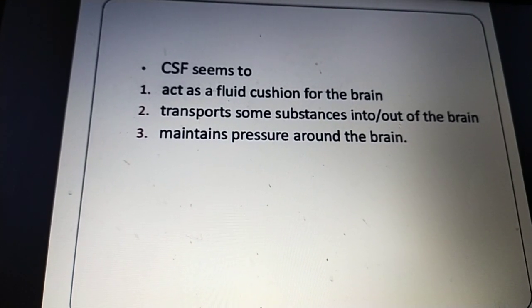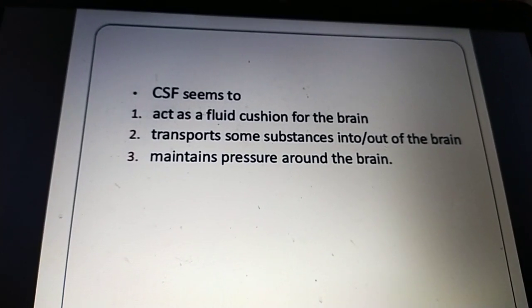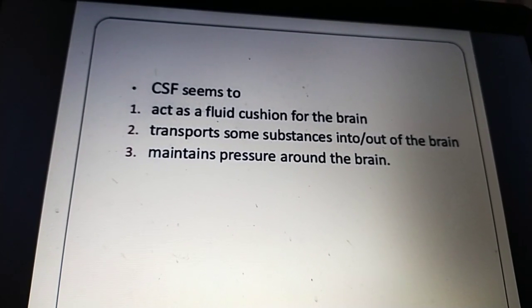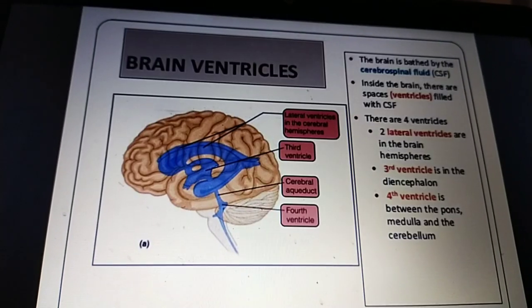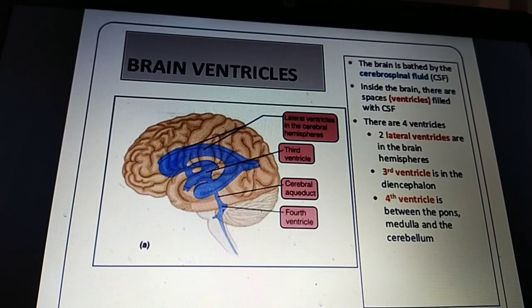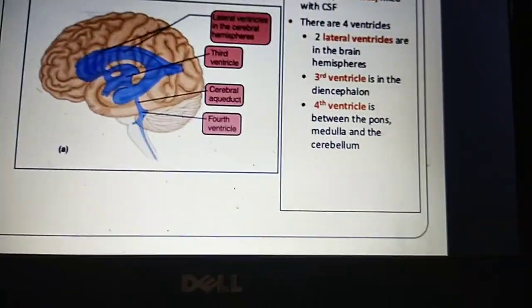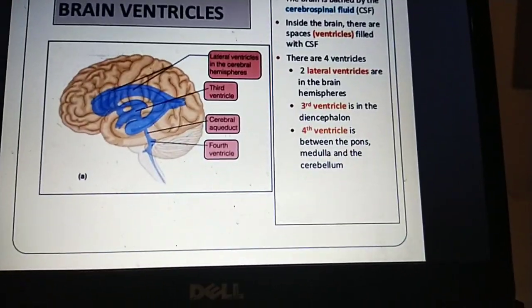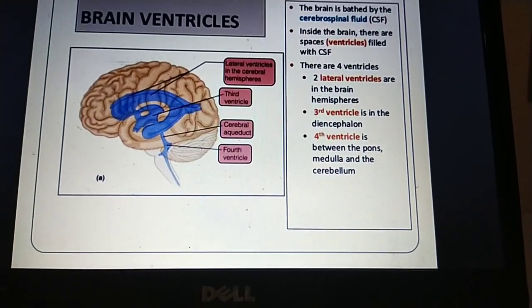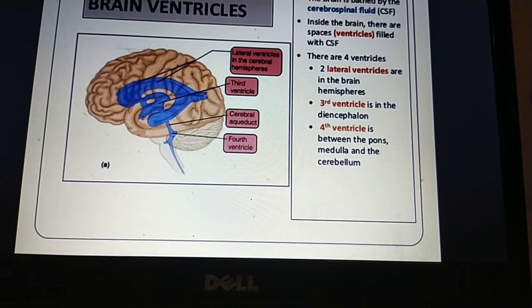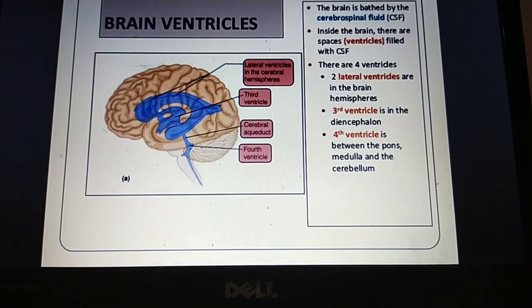CSF seems to act as a fluid cushion for the brain, transport some substances into or out of the brain, and maintain the pressure around the brain. Then the brain ventricles. I already explained there are four brain ventricles: two lateral ventricles, one third ventricle, and one fourth ventricle. I already told you, this is the lateral view of the ventricles.